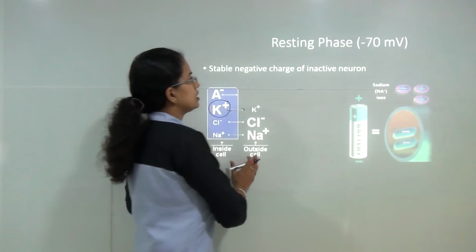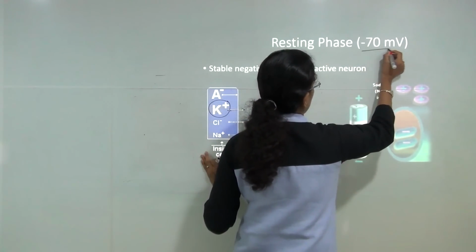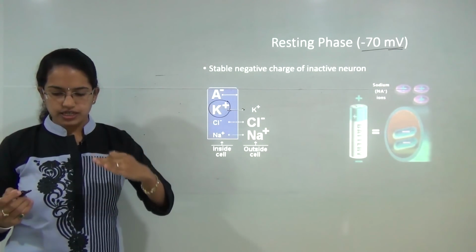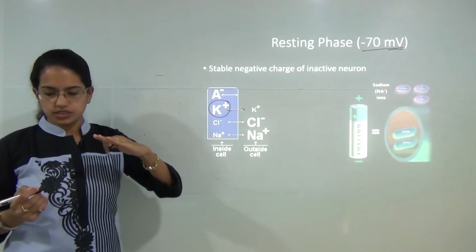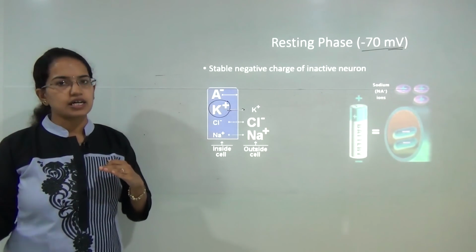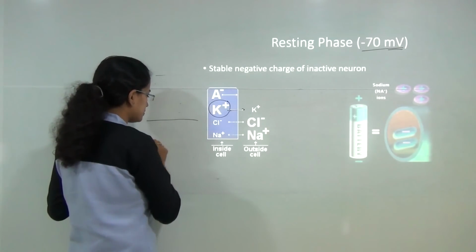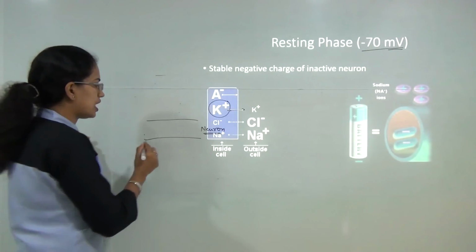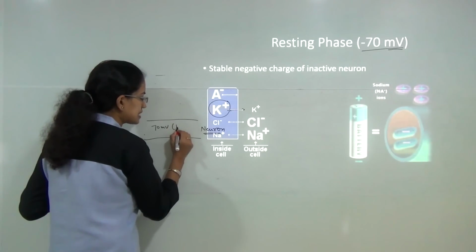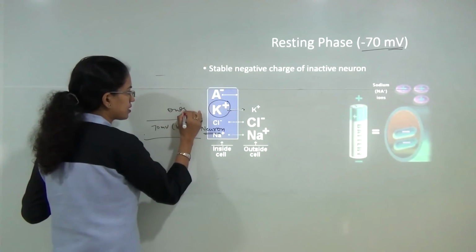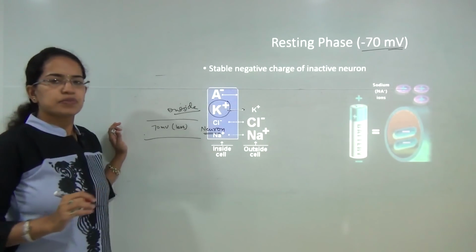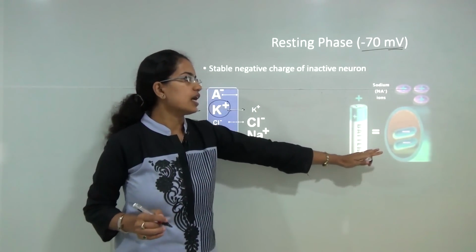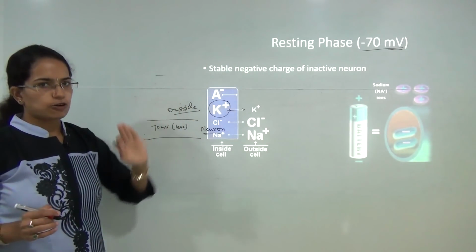Now first of all, the resting phase implies about minus 70 millivolts. That means the inside of the neuron is 70 millivolts less than the outside. So you have the neuron here, and inside of the neuron you have a charge of minus 70 millivolts, which is less than outside. That's the first thing you need to understand. Now the second thing is, the resting phase of a neuron acts similar to a battery which is fully charged.